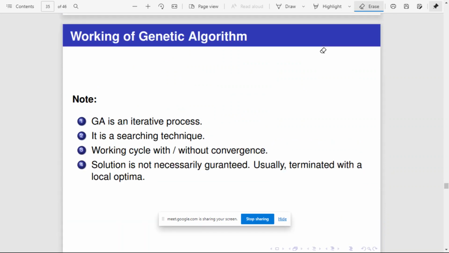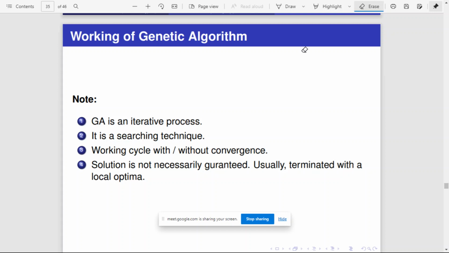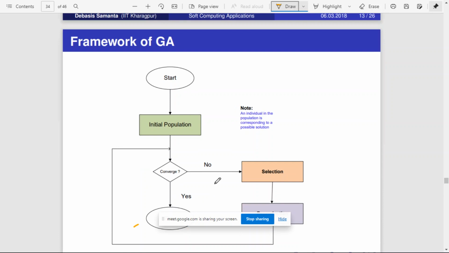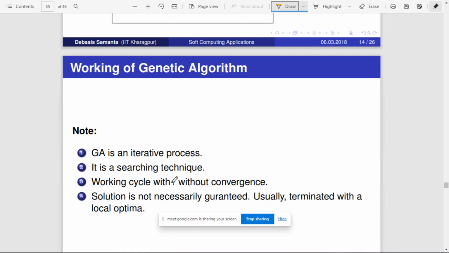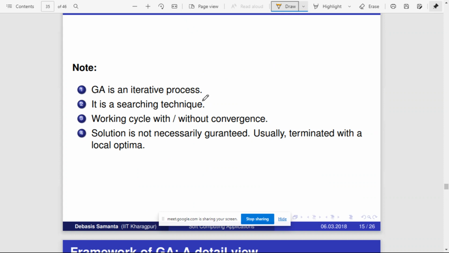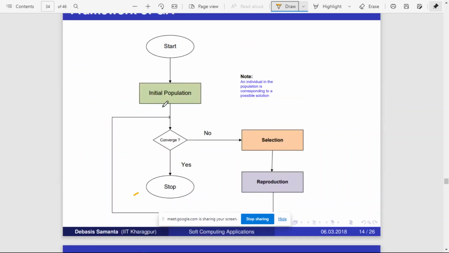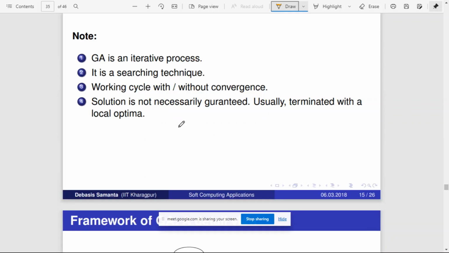Okay. So this is the general process of how a genetic algorithm works. A genetic algorithm is an iterative process. In the previous flowchart you might have seen that it keeps repeating until it converges. So it is an iterative process, and it is also a searching technique. Search in the sense that from the initial population, we randomly pick some individuals, then we perform crossover, and then we try to create a better individual or a better solution. That is why it is called a searching technique.